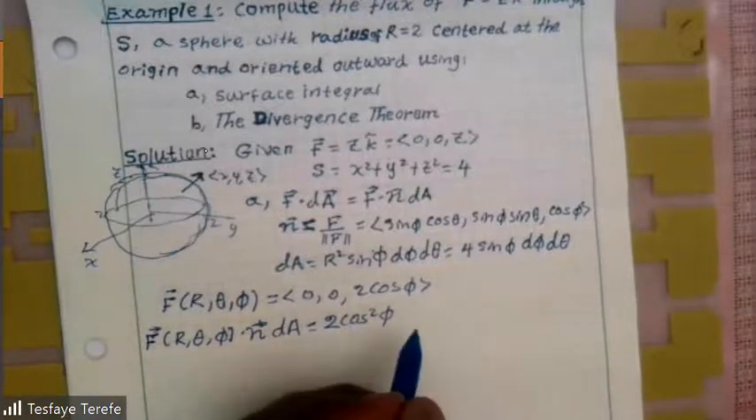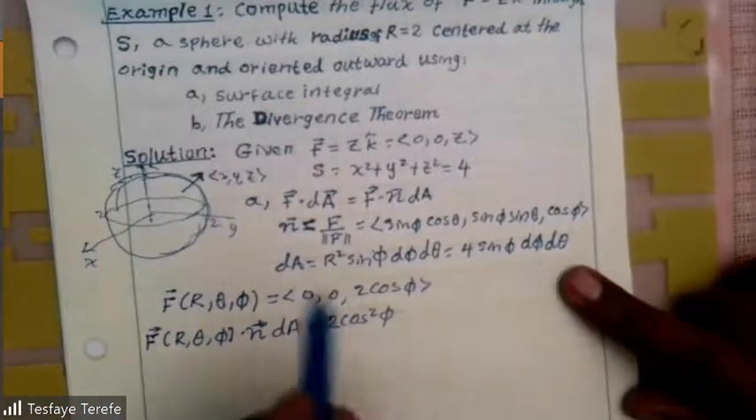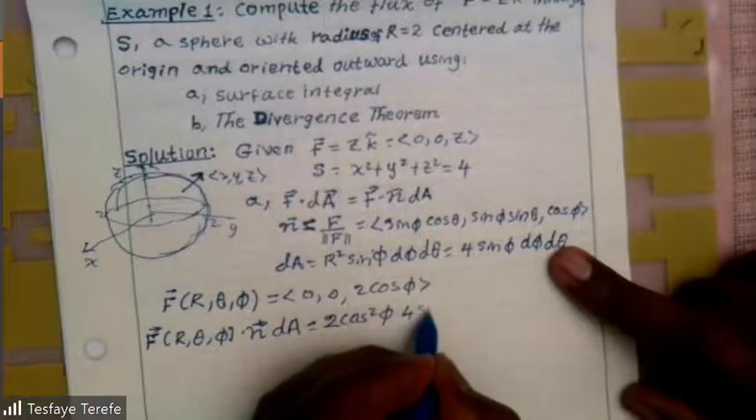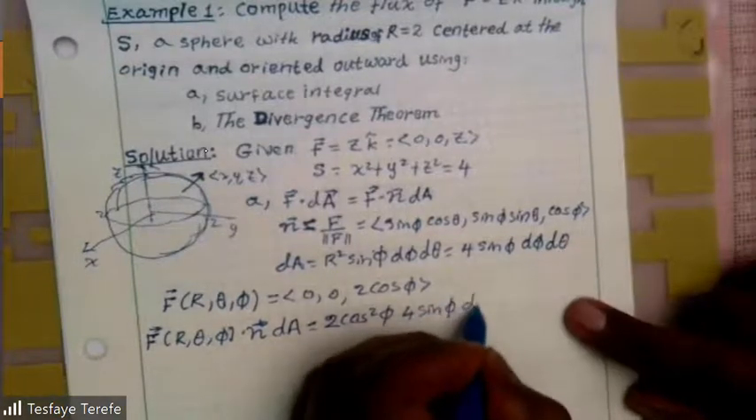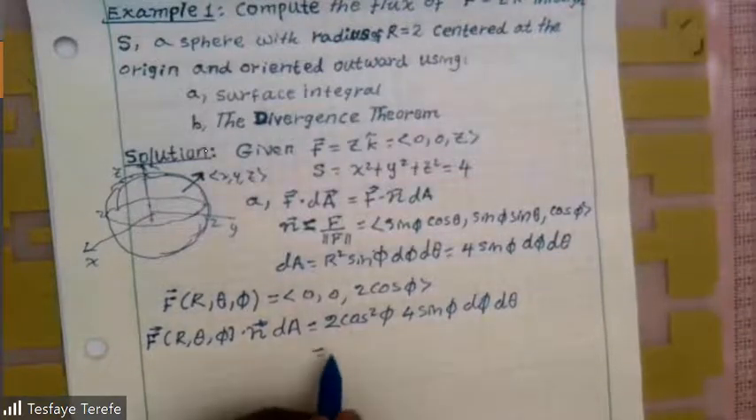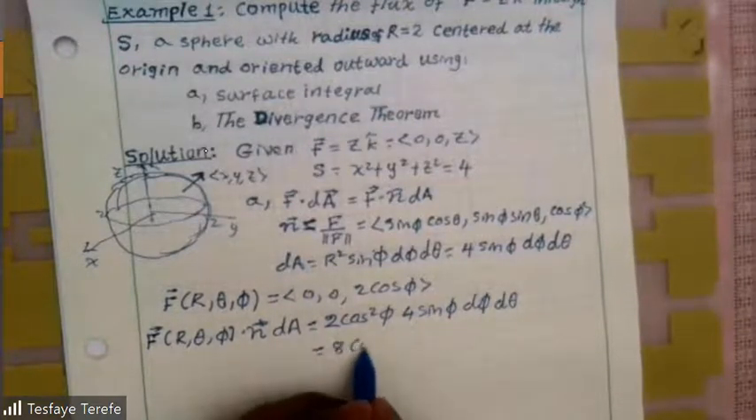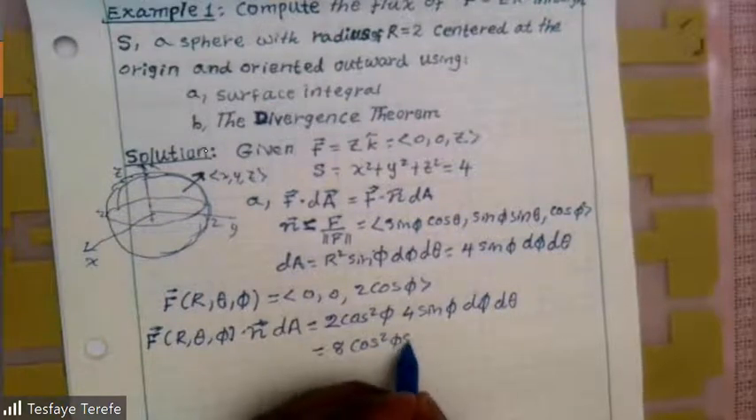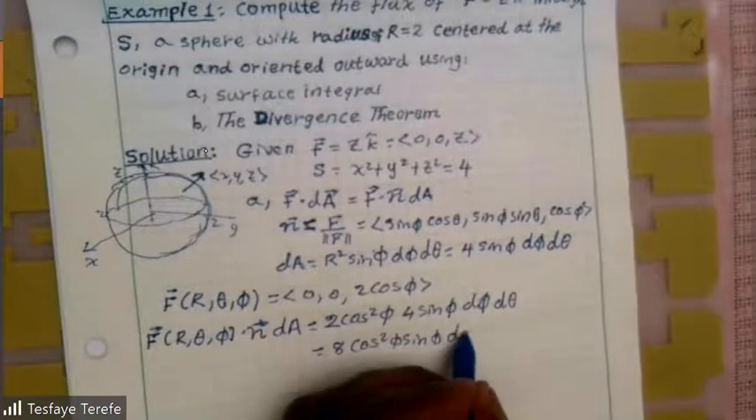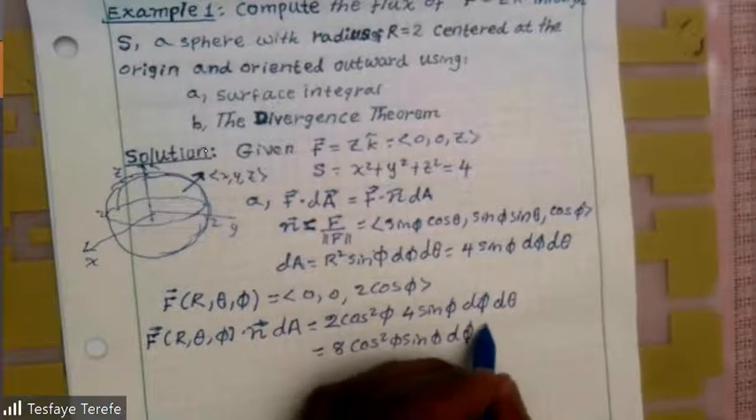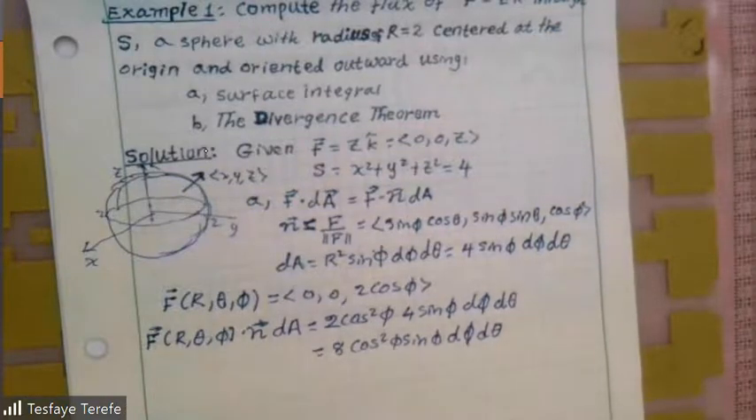And now dA, we already have and put here, 4 times sine of phi d theta. Let me simplify this one. As you see, 4 times 2 is 8, cosine squared of phi, sine of phi, d phi and d theta.